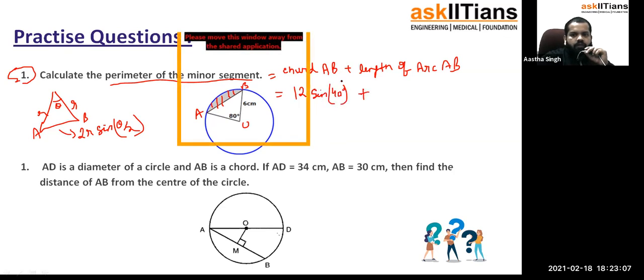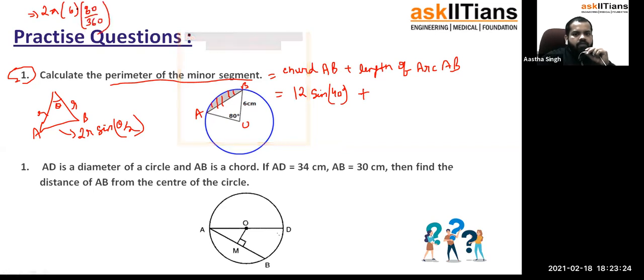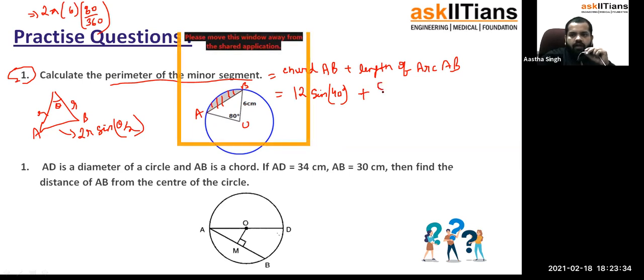Plus length of an arc. Length of an arc will be equal to 2 pi r theta upon 360. R is your 6. 80 upon 360, I guess. 2 pi r theta upon 360. 6 times 2 is 12. 12 will cancel out. 360 and 80, 0 will cancel out. And 8 will cancel 3. It will be equal to 8 pi by 3.